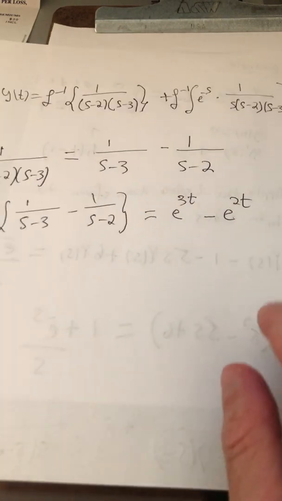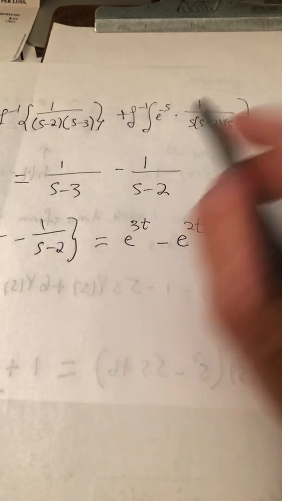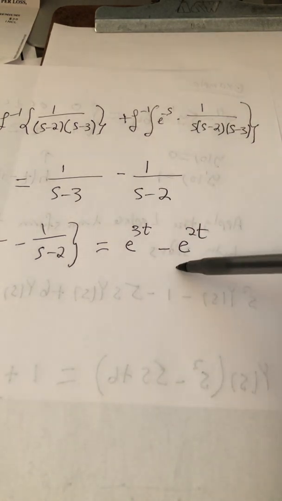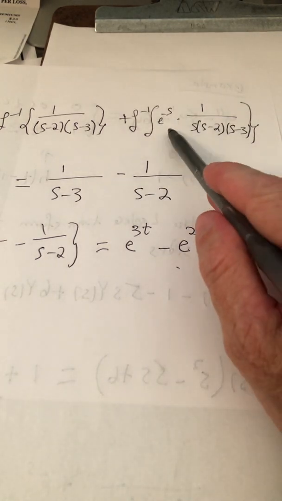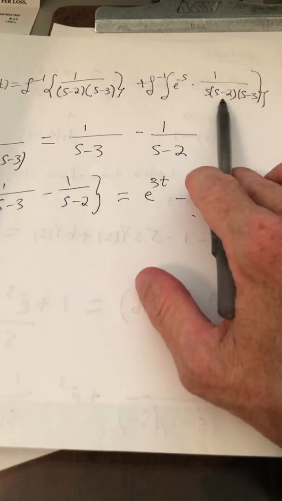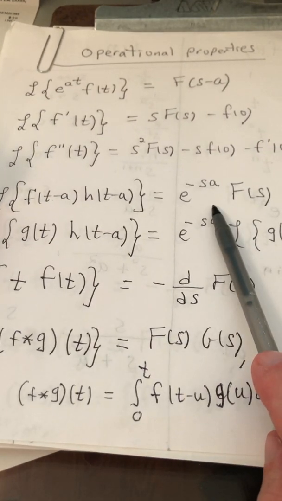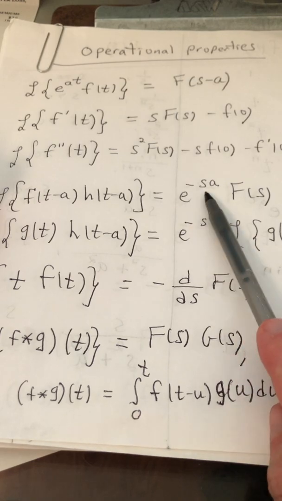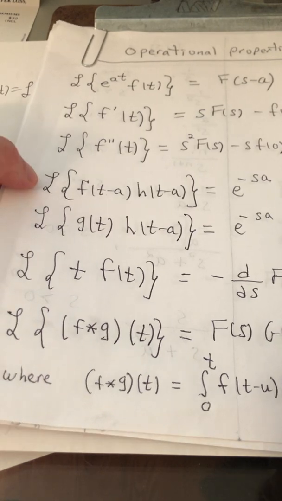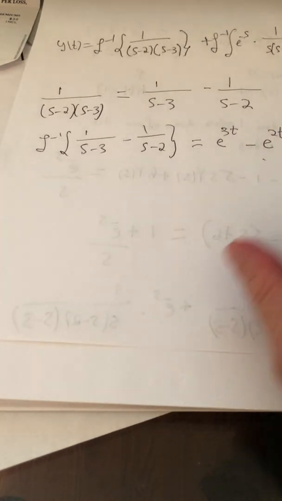And then to invert this second term, there are a couple of things going on. Notice that we're dividing by s, which means we're going to integrate. And also we have e to the negative s, which means we're going to be using this property. Okay, so multiplying by e to the negative s, this a equal to 1 means that the inverse is going to involve the step function.